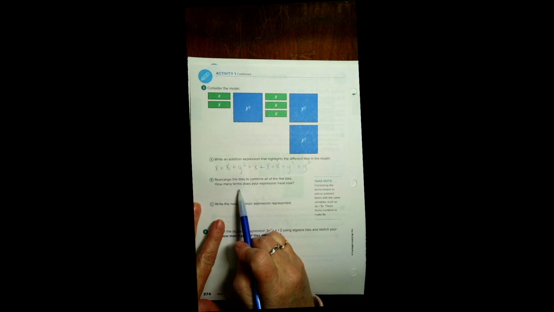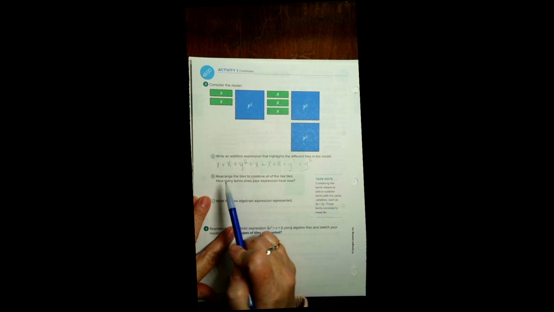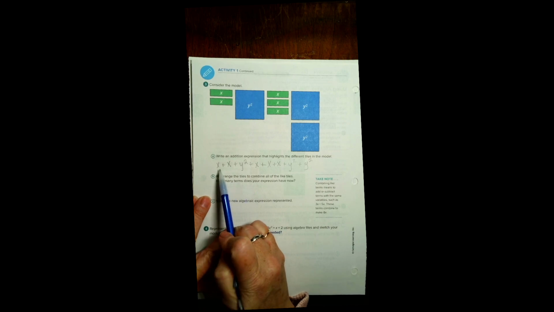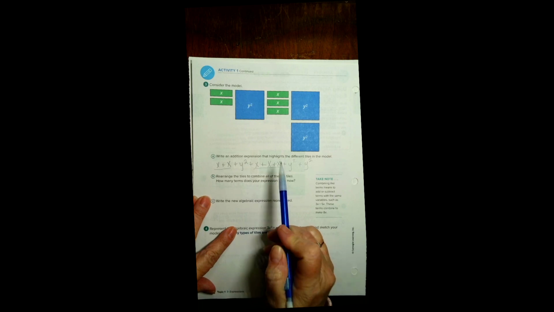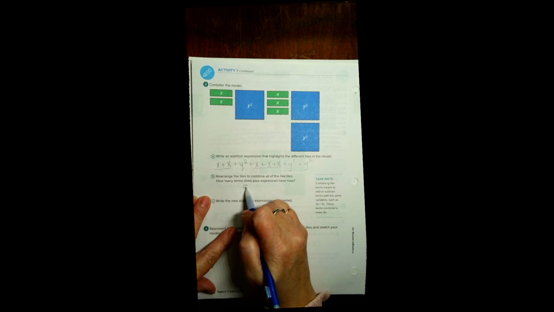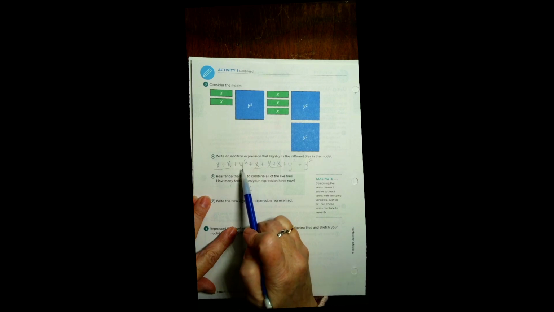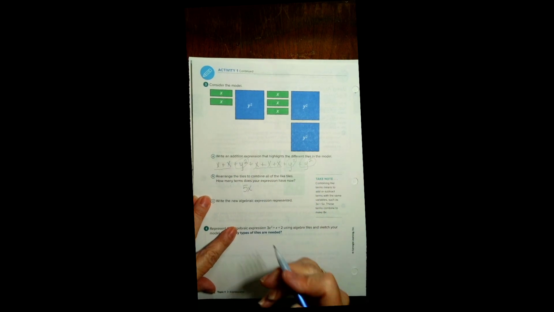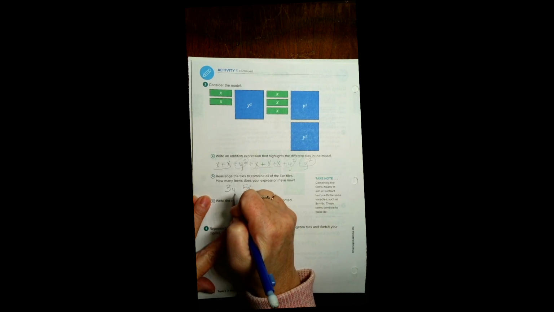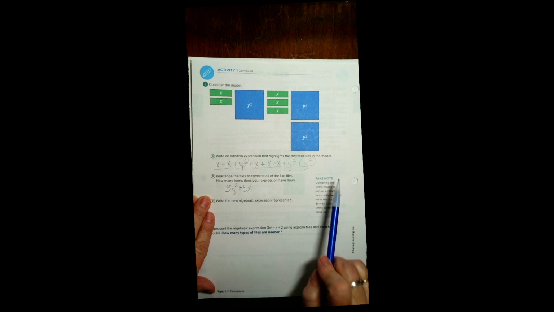Okay, so now it says rearrange the tiles to combine all of the like tiles. How many terms does your expression now have? So let's see, we have x's and we have y squares. So here's 1, 2, 3, 4, 5 of the x's and y squares. There's 1, 2, 3 of those. I'm going to put that in front, 3y squared plus 5x. We generally put expressions in order from highest exponent to lowest.